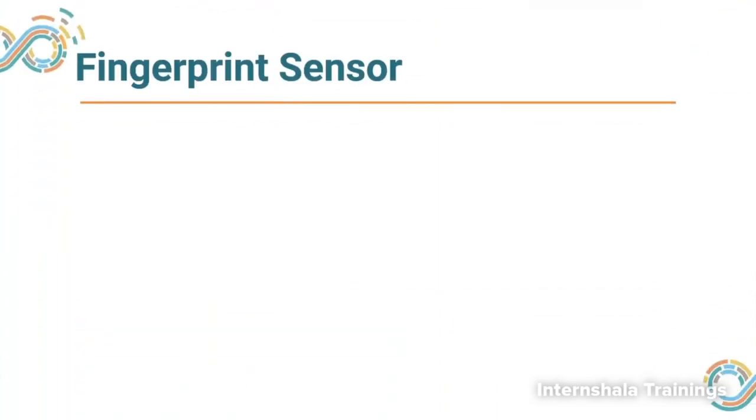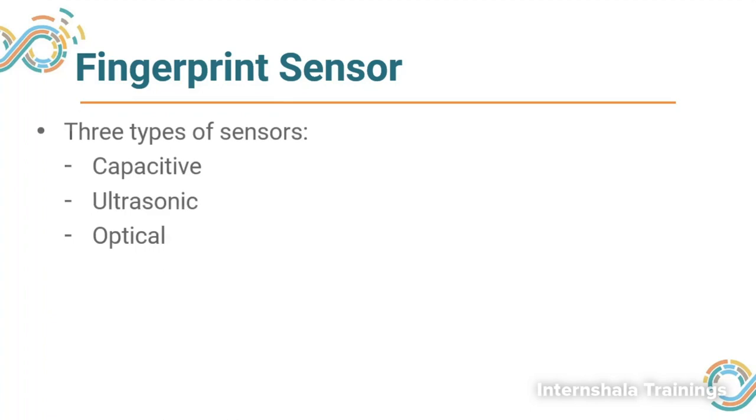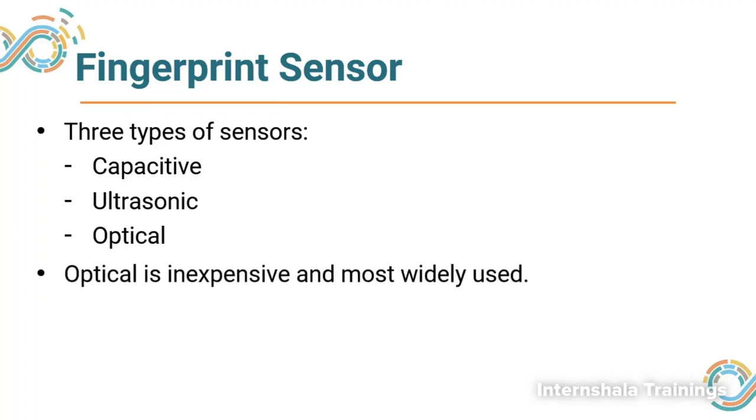So the most important component in this project, and which is new to us, is the fingerprint sensor. Let us see what this sensor is and how to use it. There are three types of sensors available in the market: capacitive, ultrasonic and optical. All these three have their applications and are used in projects all across the world. But the optical one is very inexpensive, and that is the reason it is used for hobby projects or starting projects.